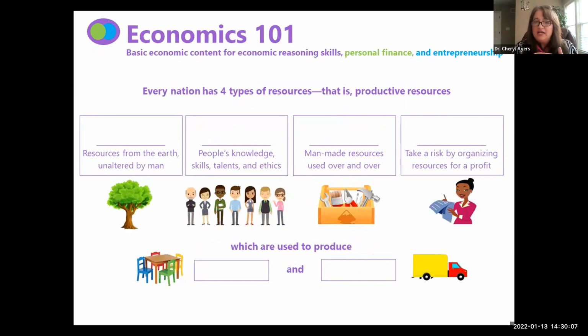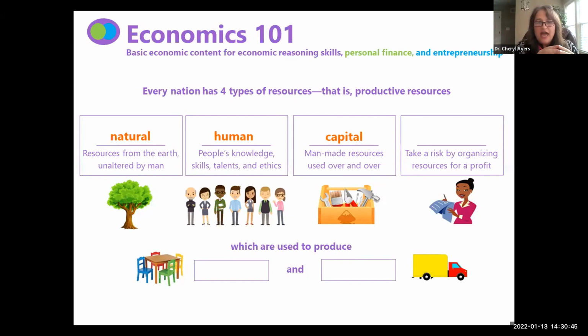So we know that every nation has four types of resources, meaning that those are the things that they use to produce other things, so productive resources. Now, the group of resources that come from the earth, unaltered by man, like the tree there, we call natural. People's knowledge, skills, talents, and ethics, I like to include ethics, we call human or labor. And those man-made resources used over and over in production, they never become part of the product like nails would, but like a hammer used to make desk after desk after desk if you're a carpenter, we call that capital.